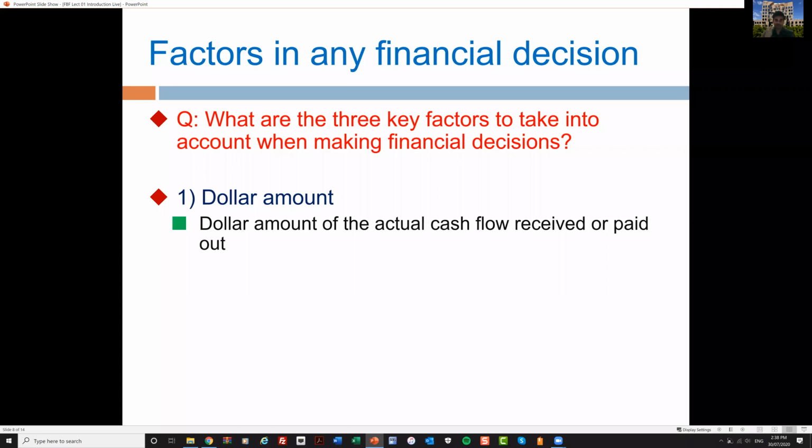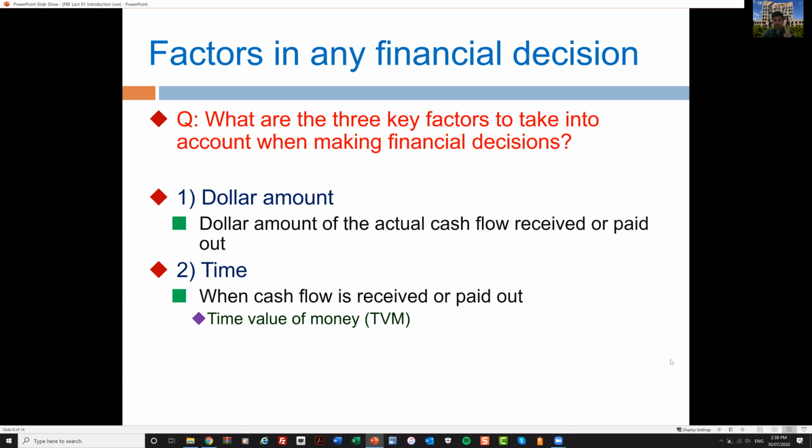Manipulate or adjust cash, right? It's physical, you can touch it. The dollar amount of cash flows is 1. 2 is the time value of money, okay? So this is what we introduced earlier, and it allows us to compare money at different points in time.